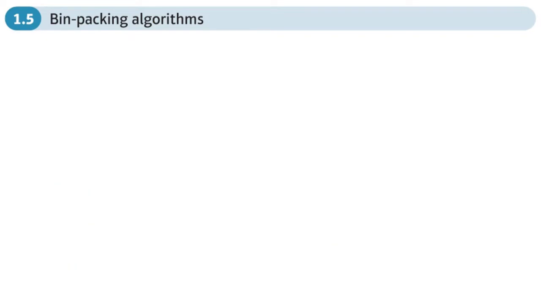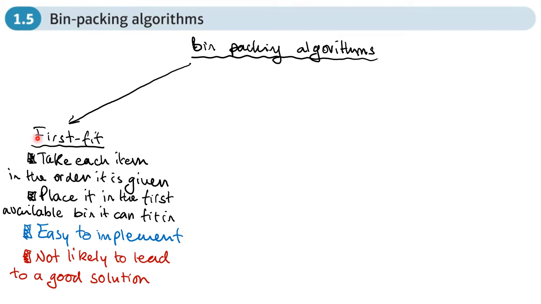So let's look at these different bin packing algorithms, how they work, and what the advantages and disadvantages of each type of algorithm are. Right, so the first one we're going to look at is what we call the first fit bin packing algorithm. This is how it works. We take each item in the order it is given. We place it in the first available bin in which it can fit. And the advantage of using this is it's easy to implement. It's not difficult, but it's not likely to lead to a very good solution or an optimal solution.